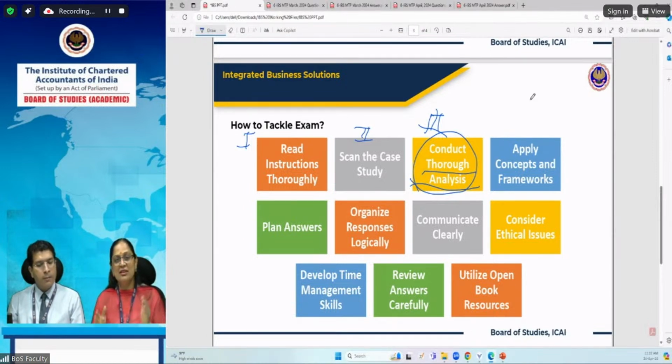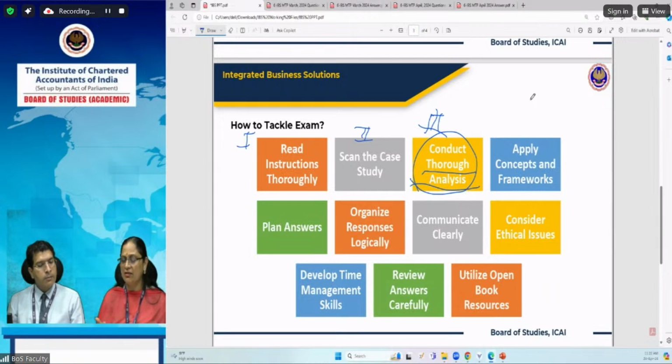So for this paper, you need to develop the habit of how to refer to those study materials, how to read the question and how to interlink. And accordingly, you need to answer. So for this, there will not be any specific study material. Rather, instead of that, you will be practicing with the help of the case study book only or the case studies which are covered in the mock test paper.